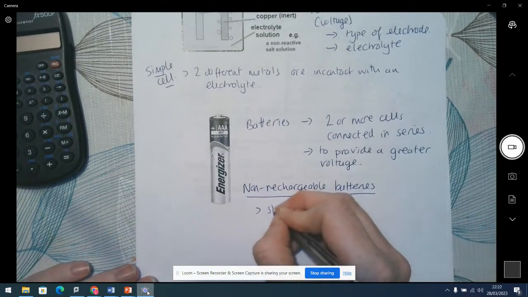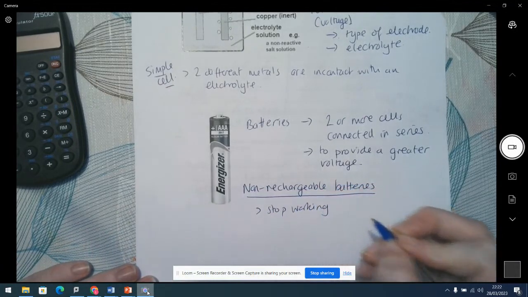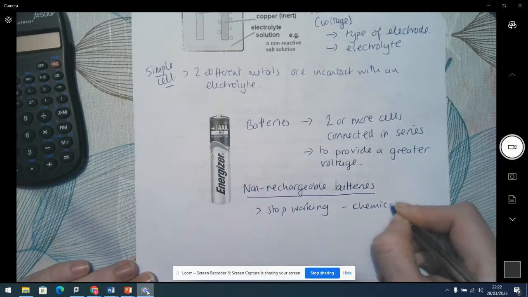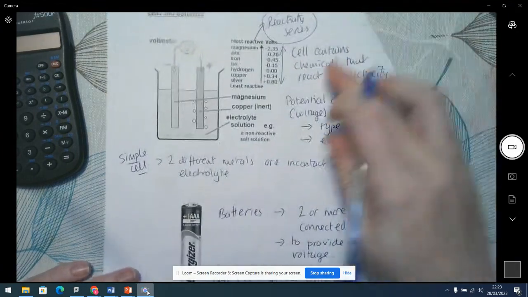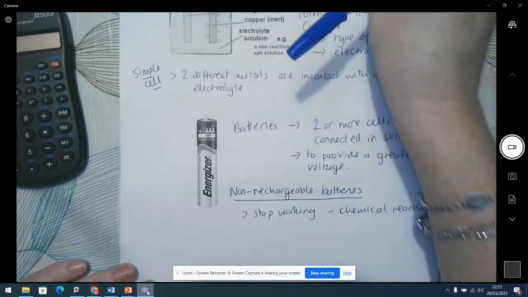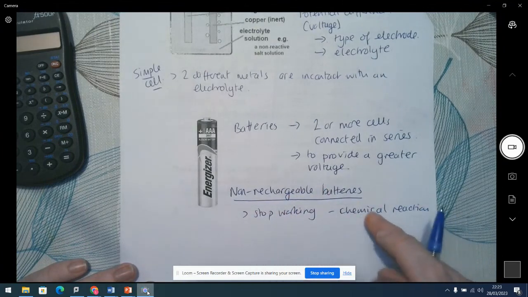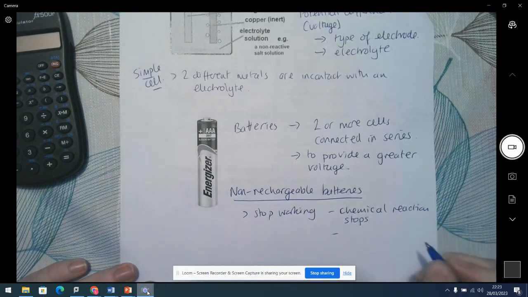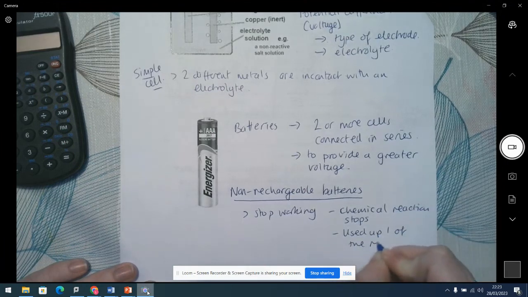These eventually stop working. The reason why is because the chemical reaction stops. As I said above, cells contain chemicals that react together to generate electricity. In a non-rechargeable battery, that chemical reaction eventually stops. And it usually stops because you've used up one of the reactants.